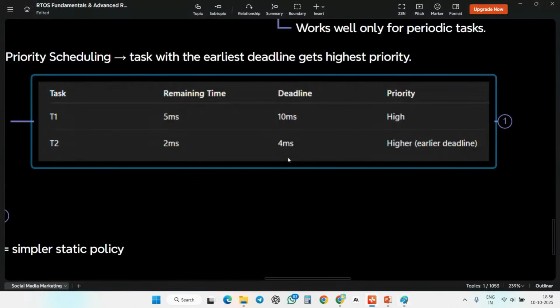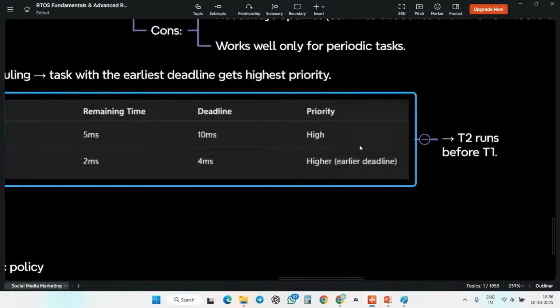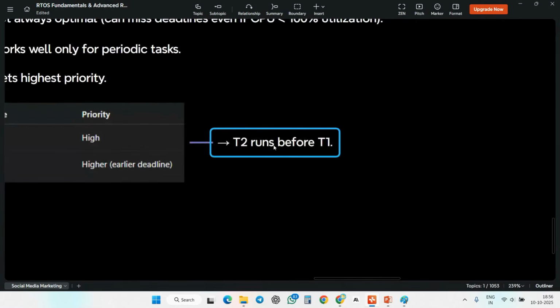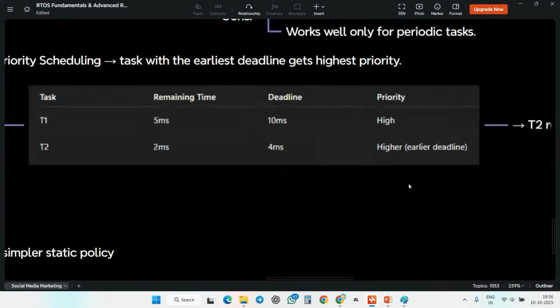So which one has very few milliseconds? If you consider the deadline times of 10 milliseconds and 4 milliseconds for task 1 and task 2, the remaining time is 5 milliseconds for one and 2 milliseconds for the other. So what it actually does is give priority to the 2 millisecond one, because only 2 milliseconds are needed to complete the task. So it gives that the higher priority and then goes to task 1. If you look at this, task 2 runs before T1. I hope you got it clear.